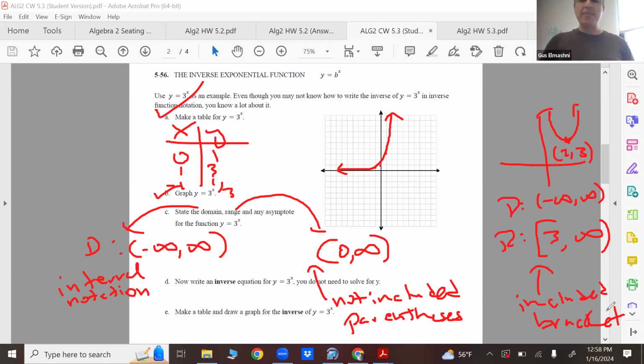So, kind of like if you take a language class, you want to be able to pronounce things correctly. Same thing here. You want to do things the right way. Asymptotes is going to be this.